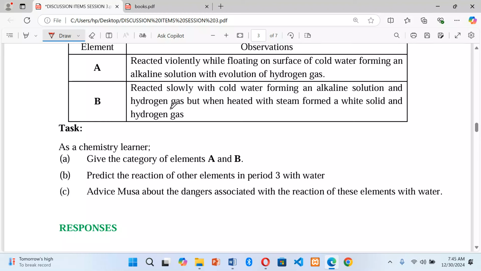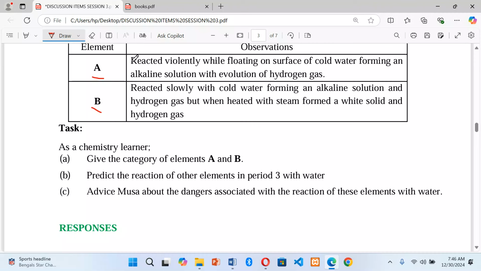But in this case, when you look at this scenario, they're telling us A reacted with water, B also reacted with cold water. Now we need to find out, in metals and non-metals, which ones react with water in that format. They are only metals. Are we there? Now, A and B, we suspect them to be what? Metals.